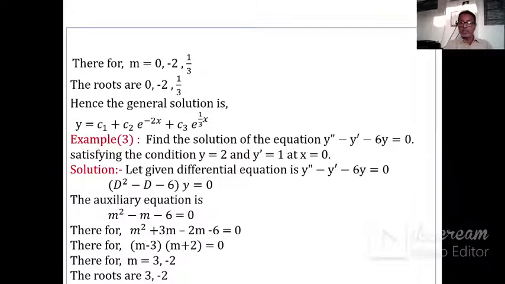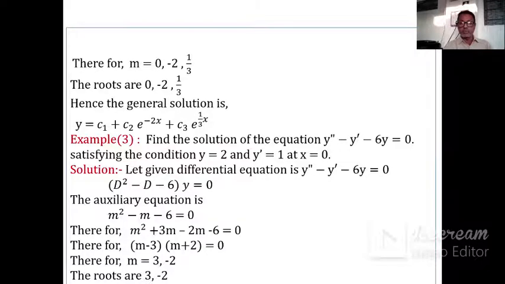Now, here we are able to directly obtain the factors as (m − 3)(m + 2) = 0. Directly, we have seen how to factorize this at high school level. Therefore, the values of m are 3 and −2. Again, here the roots are real and distinct.